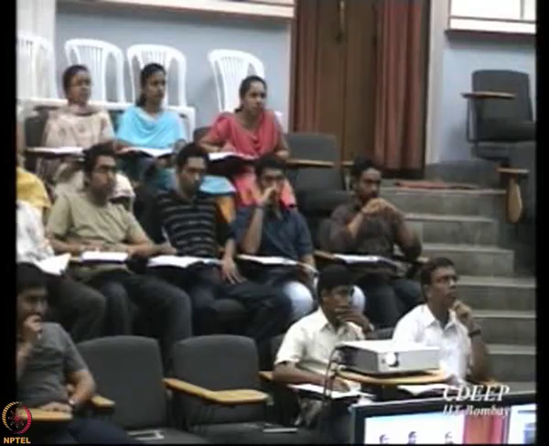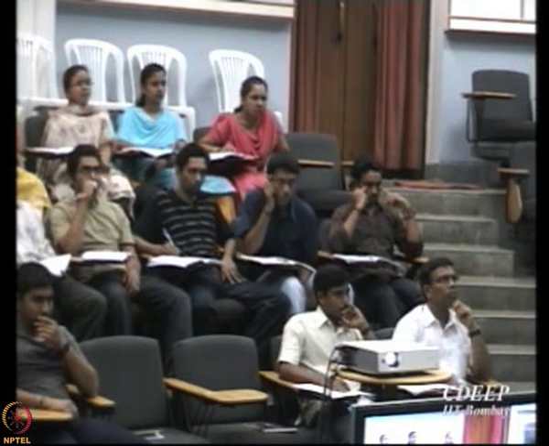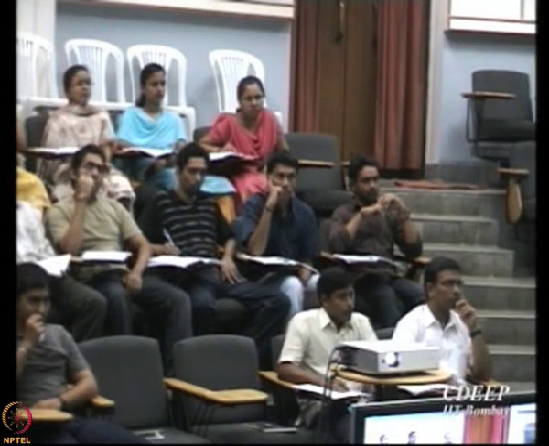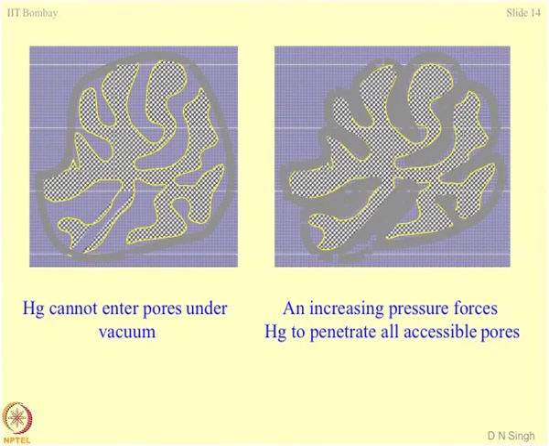So, I would like to show you one figure. Now, this is the basic model which is used to understand a wetting and a non-wetting fluid. If you have a system of particles where the pores are concealed by a layer of the liquid, what happens? Mercury will not be able to enter into this. However, there could be a system where if you apply more pressure, what will happen? This mercury has to enter into this.